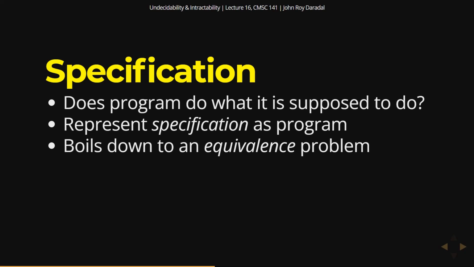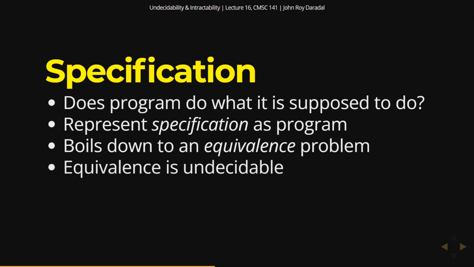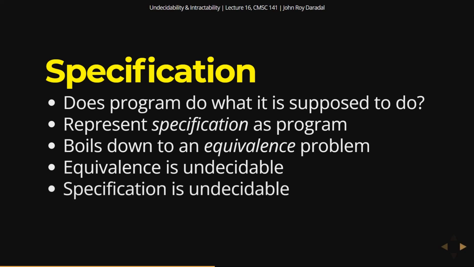So your specification is program 1, and your actual program is program 2, and then you just check if they are equivalent. But since equivalence is undecidable, verifying a specification is also undecidable. Okay, it would have been really helpful if such an algorithm existed, right? Because you could just automatically check if your software really matches the specifications that were written.